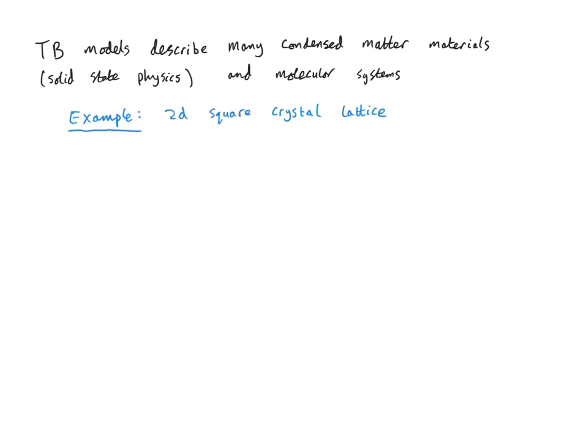As an example, let's consider a 2D square crystal lattice. This is something that is relevant to the description of high-temperature superconductors, for example, the perovskite yttrium barium copper oxide, which contain 2D square lattice planes of copper oxide. Let's draw a sketch of that arrangement.